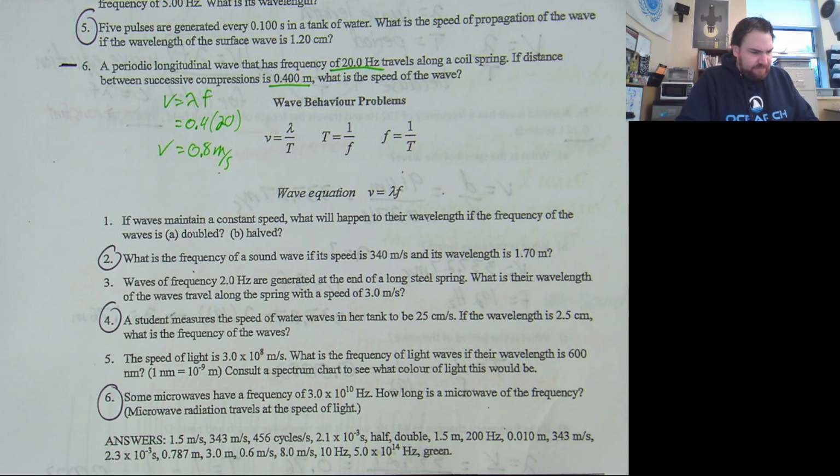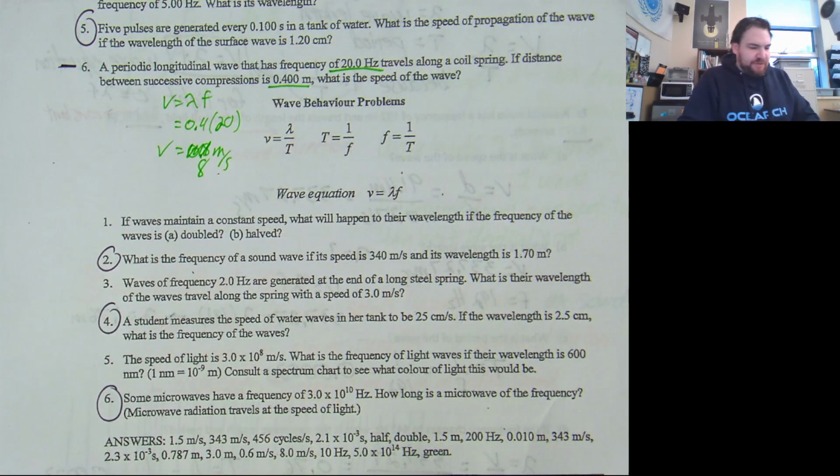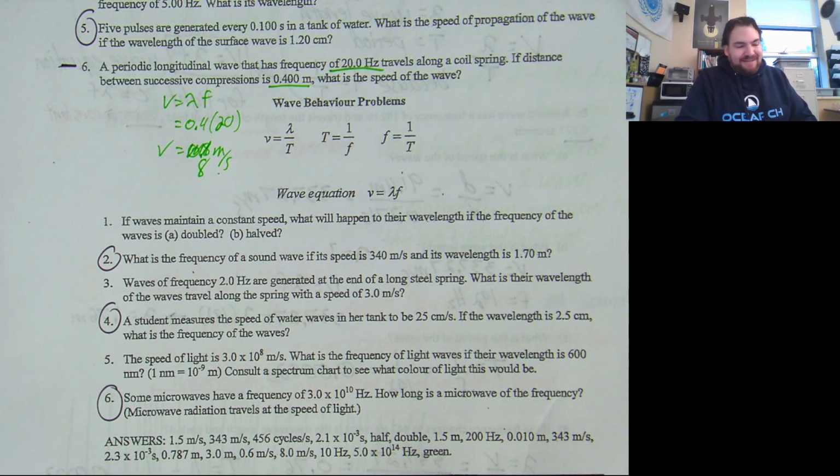And oh no, that's not 0.8. It's 8 meters per second. 4 times 20 is 80, divided by 10 is 8. Yeah. That's all it is.